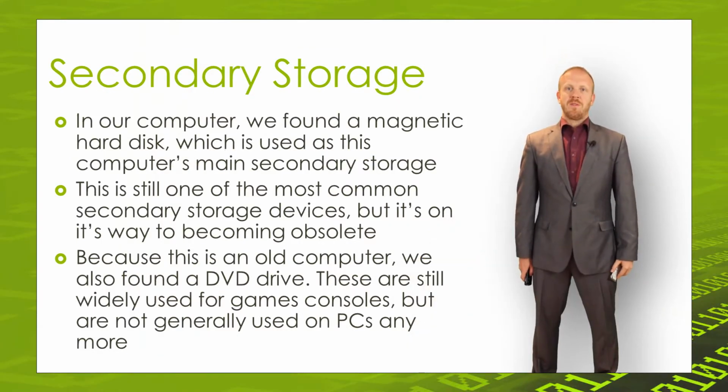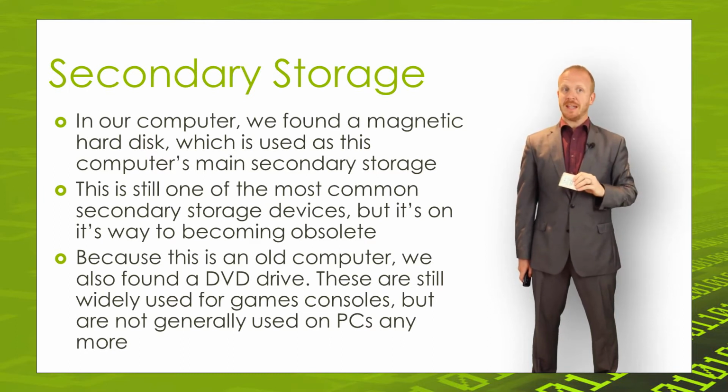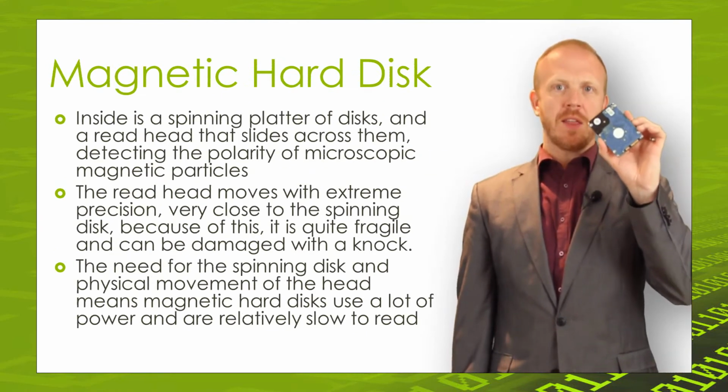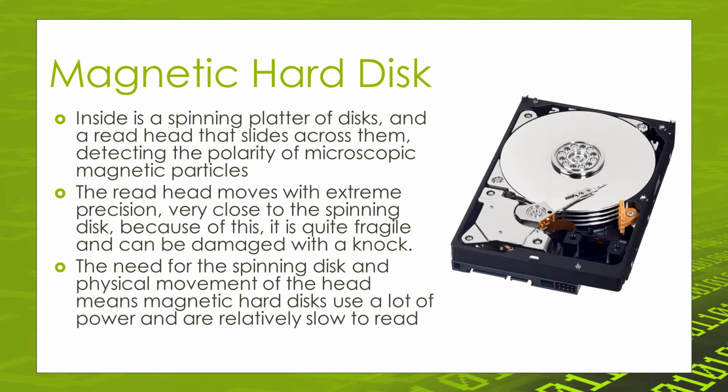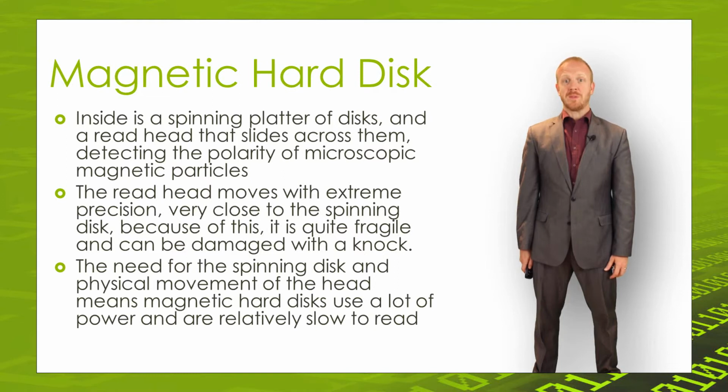In our computer, we found a magnetic hard disk, which is used as this computer's main secondary storage. This is still one of the most common secondary storage devices, but it's on its way to becoming obsolete. Let's take a closer look at the magnetic hard disk. Inside is a spinning platter of disks and a read head that slides across them, detecting the polarity of microscopic magnetic particles. To fit the 1 to 3 terabytes found in a typical magnetic hard disk on here, the read head moves with extreme precision very close to the spinning disk. Because of this, the device is quite fragile and can be damaged with a knock.